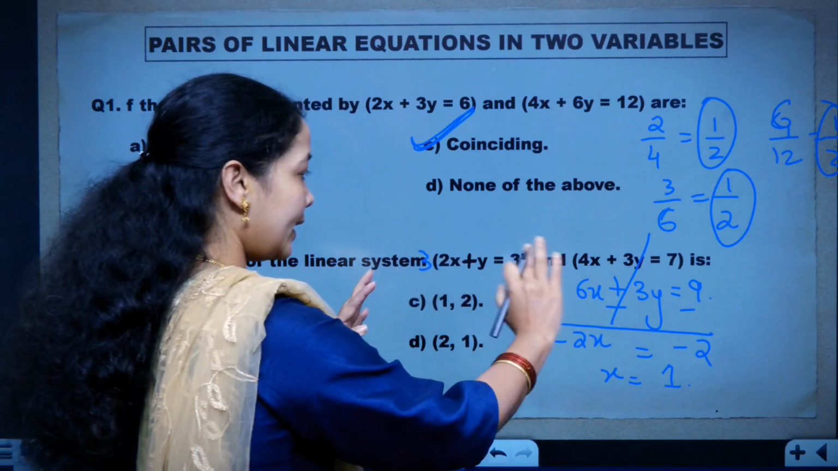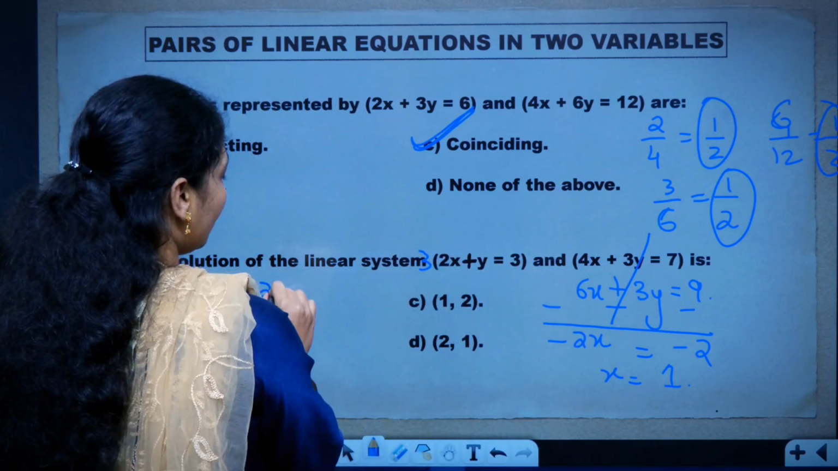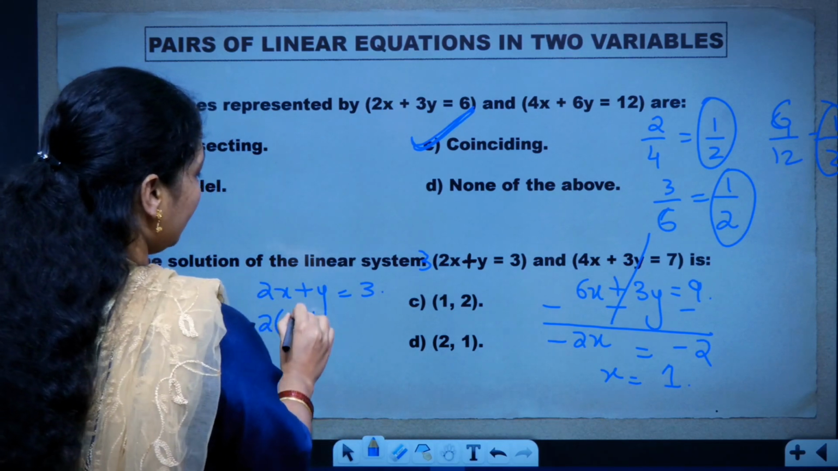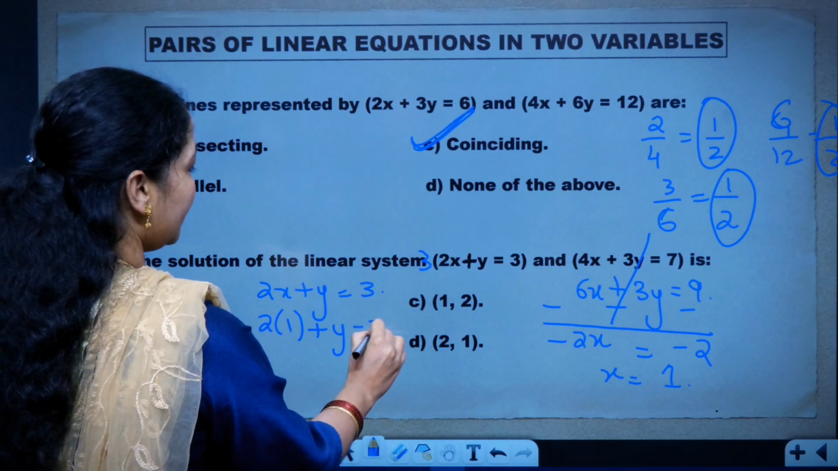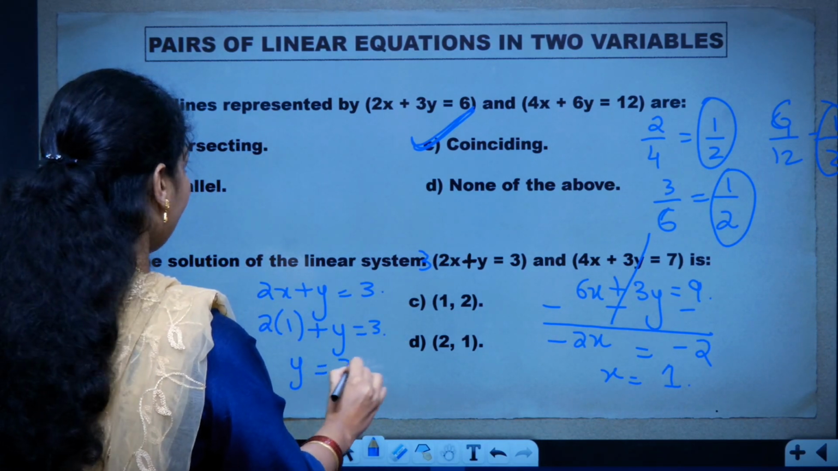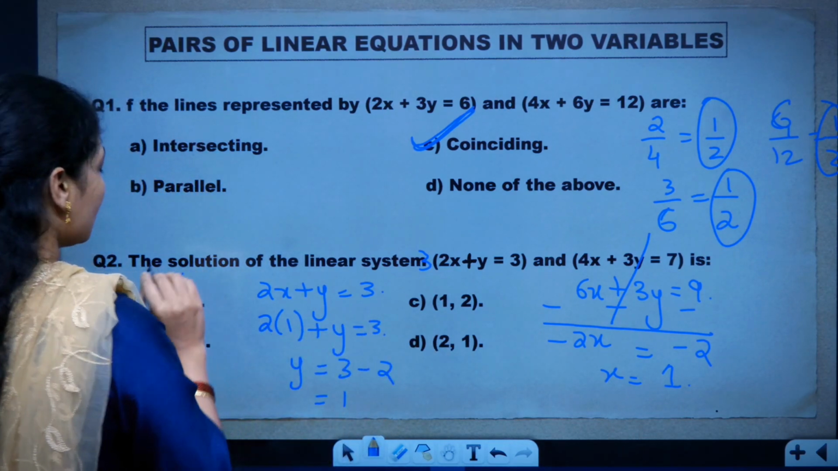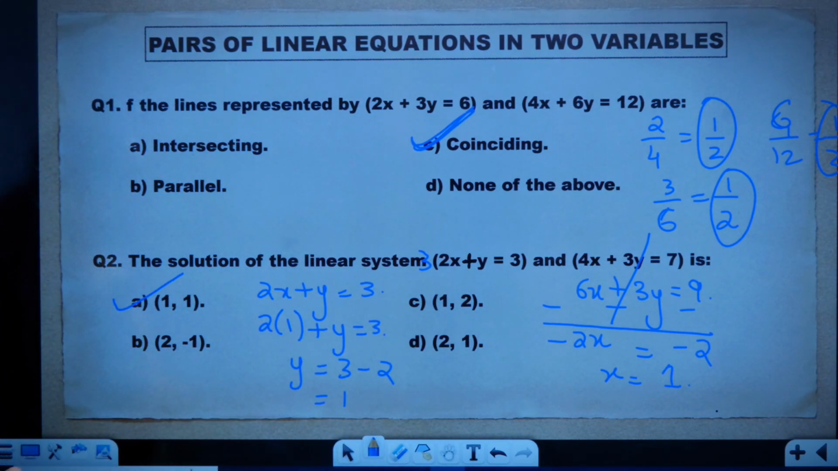I'll substitute it in any of the given equations. I'll take 2x plus y equal to 3. So 2 into 1 plus y equal to 3, so y will be equal to 3 minus 2. Hence my answer is 1. So x is 1, y is 1. So option A will be my right answer here.